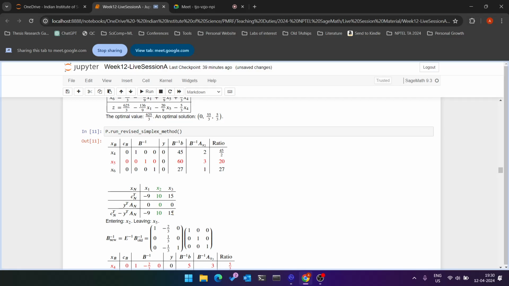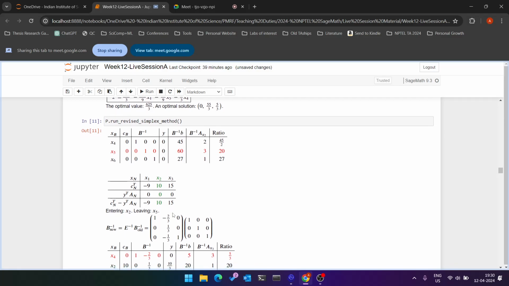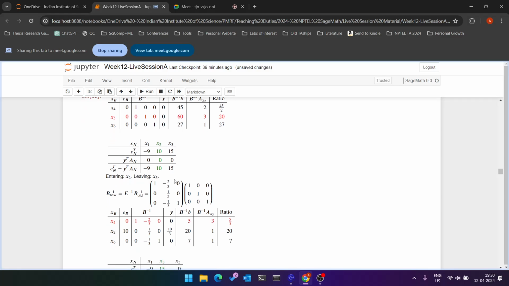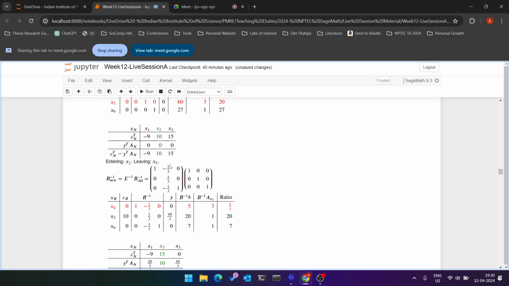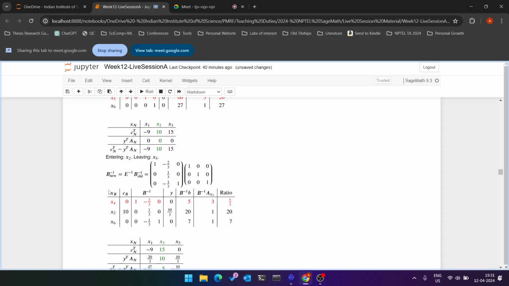And with this in mind, I calculate my current reduced cost coefficient with respect to the non-basic variables. So the non-basic variables x1, x2, x3 are written here. With respect to these, I calculate my current reduced cost coefficient. So it's minus 9, 10, and 50. So we need all three negative to figure out how to move ahead. So we figure out my next new basis matrix B new using E inverse B old inverse.